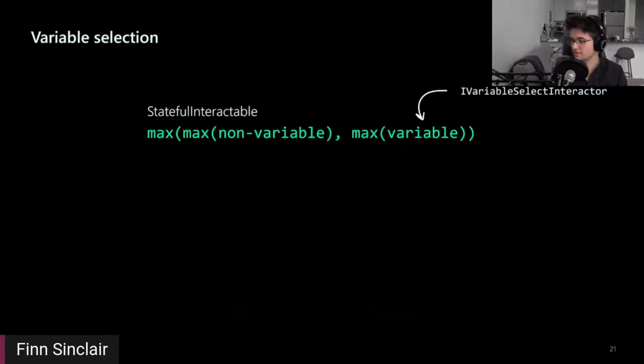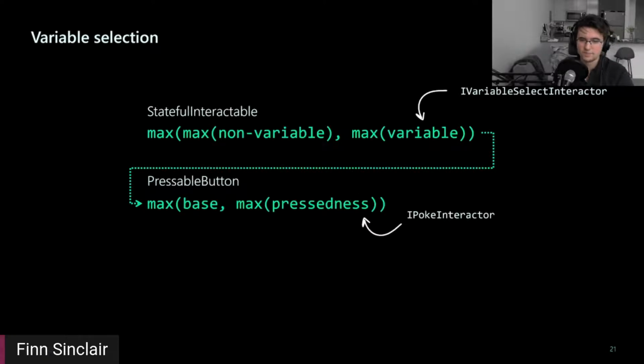We don't have to really go over this, but this is kind of what this looks like in the code. We essentially take the max of all of the participating variable interactors, as well as the max of the non-variable interactors. And so what this gives us is you can have as many fingers pressing the same button as you want. You can have as many rays variably selecting the same object as you want, and it'll just be coherent. It'll just take the max of all the participating interactors. Same thing with pressable button.